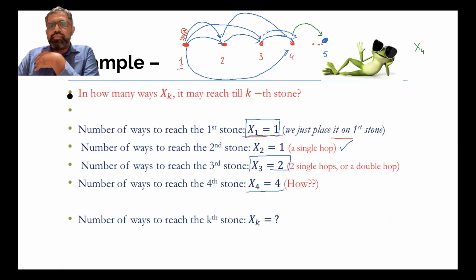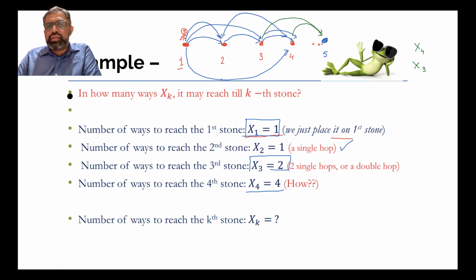Or from x3, it can jump like one jump over here, but then it has reached stone 4, and we already counted this way of reaching stone number 4. So we won't count it here. From stone 3, it comes directly to stone number 5. So there are x3 ways to reach the third stone and then directly jump to 5. When we are directly jumping over here, we are not adding any new way.